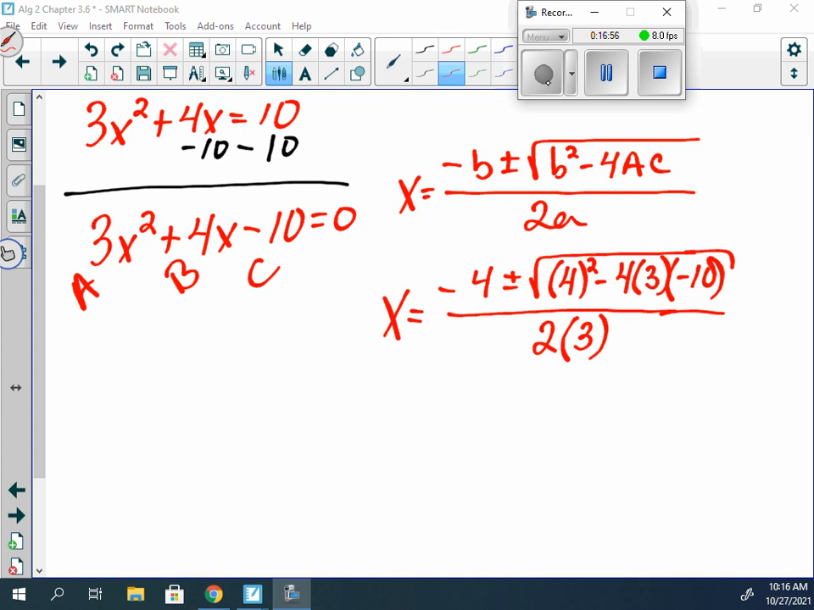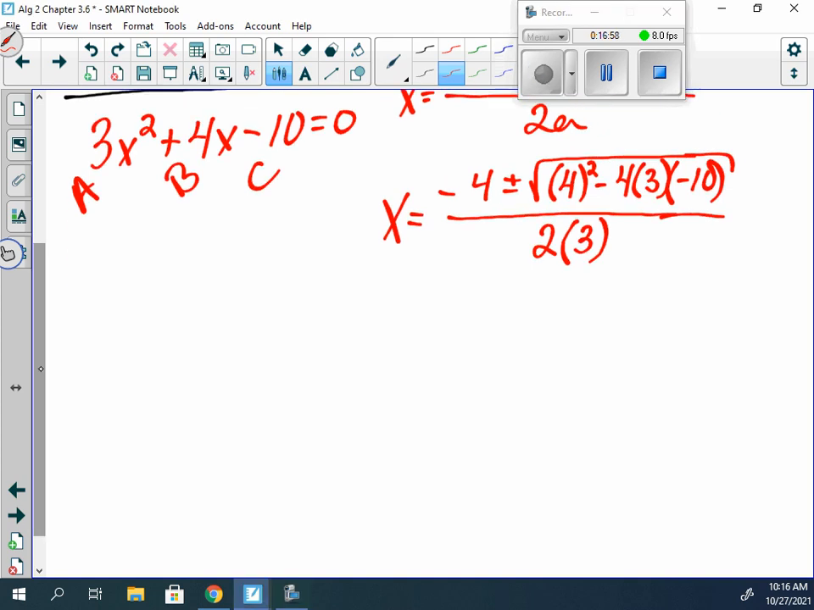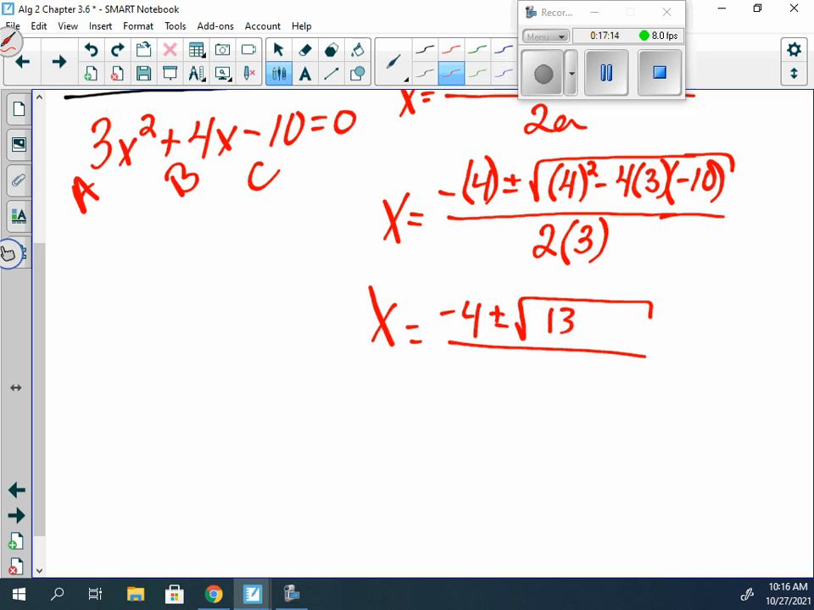All right. Well, at this point we just need to simplify down. Really, I could have written parentheses around the 4, but it'll just tell us that it's negative 4 plus or minus, and again, 136, all over 2 times 3, which is 6.